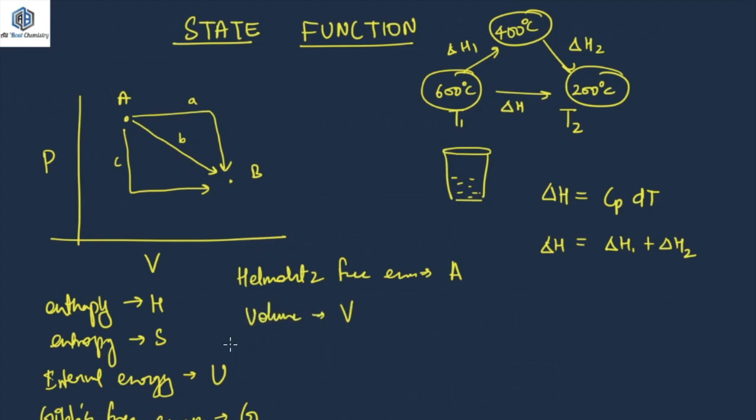All right, so some of the functions which are not state functions are, for example, work done, which is not a state function. Heat given to the system is also not a state function. That's why those are written in small letters, small q, small w, like that.